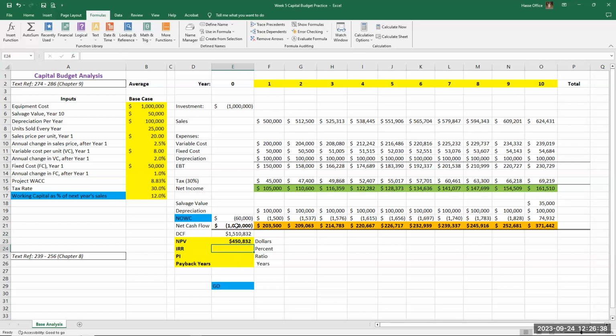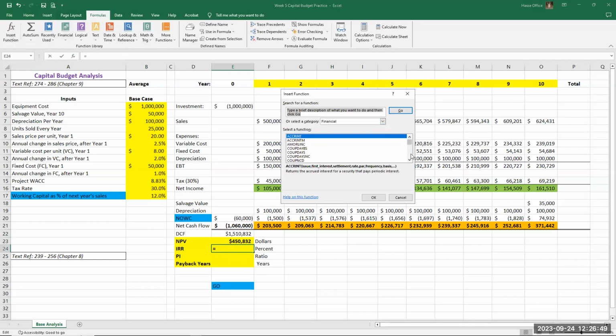$450,832. Pretty good return. Our internal rate of return is, what is this return in a percentage? Formula, function, financial, IRR. There it is right there. Remember, we did this earlier this week in those 2 problems.